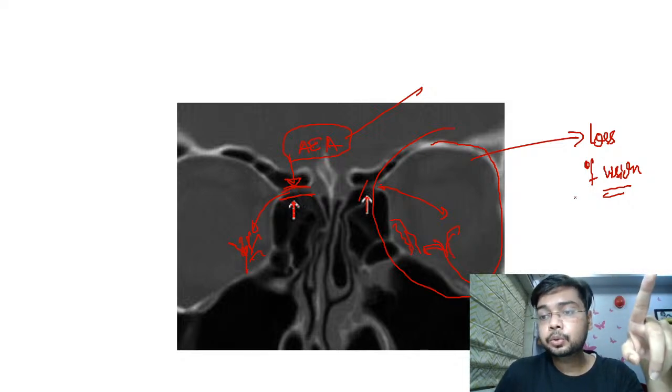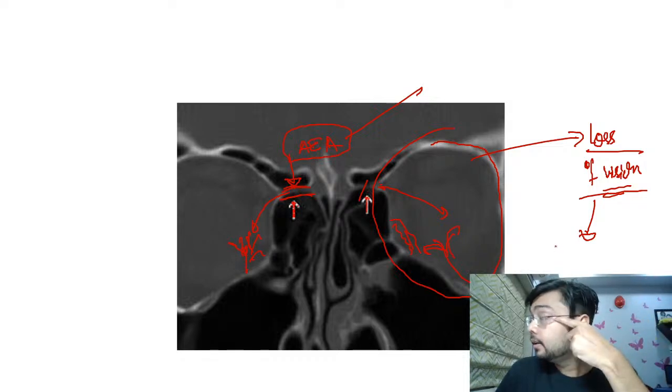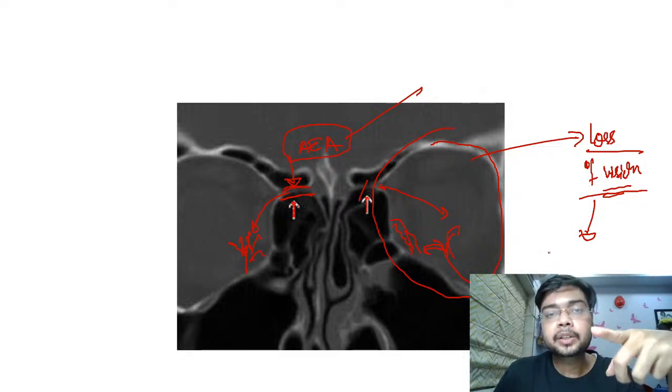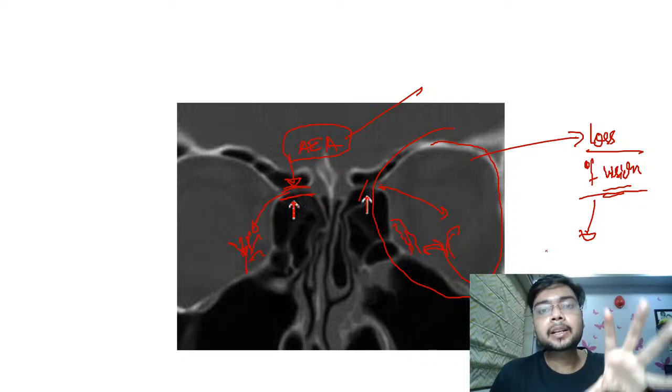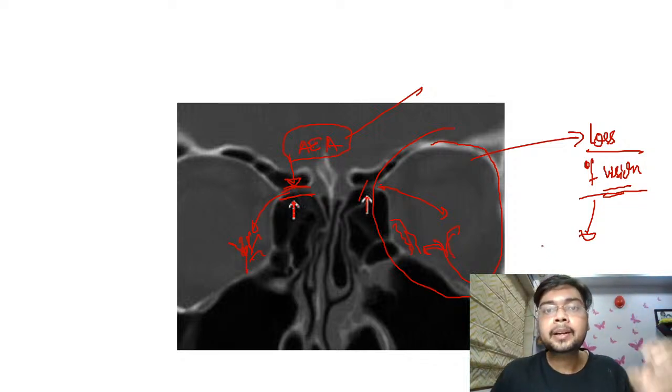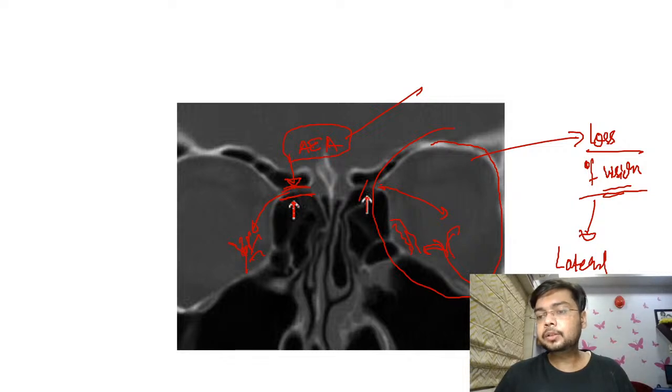And then to prevent this loss of vision, we do an emergency procedure called lateral canthotomy. What we do is we excise the lateral canthus so that the eye can get some space to expand, and loss of vision due to compression of the optic nerve can be prevented. So that procedure is called lateral canthotomy.